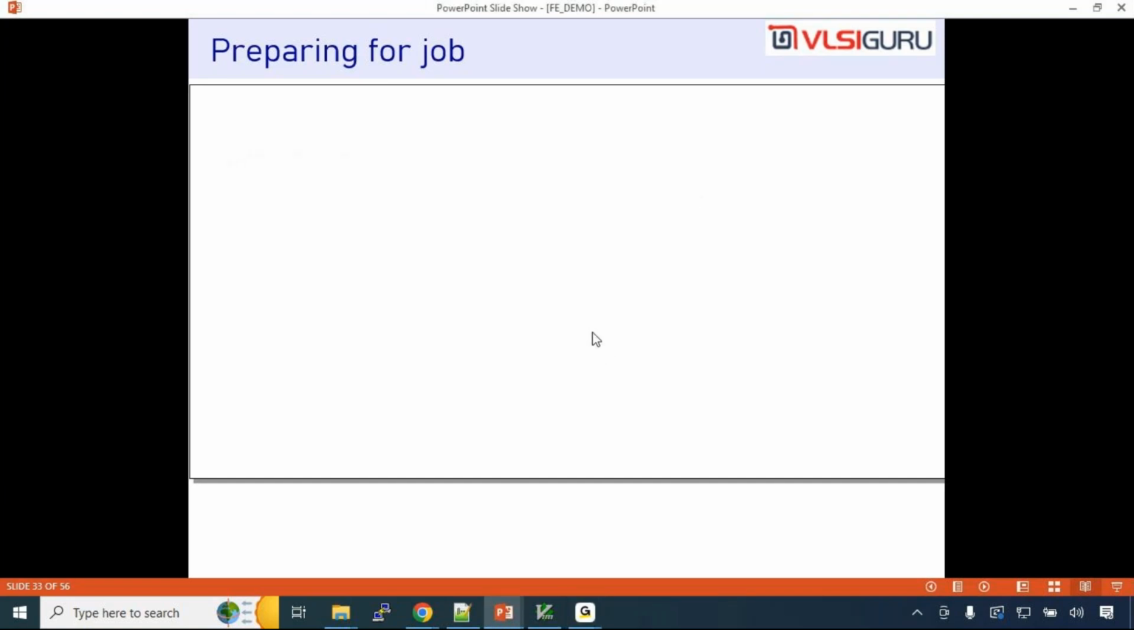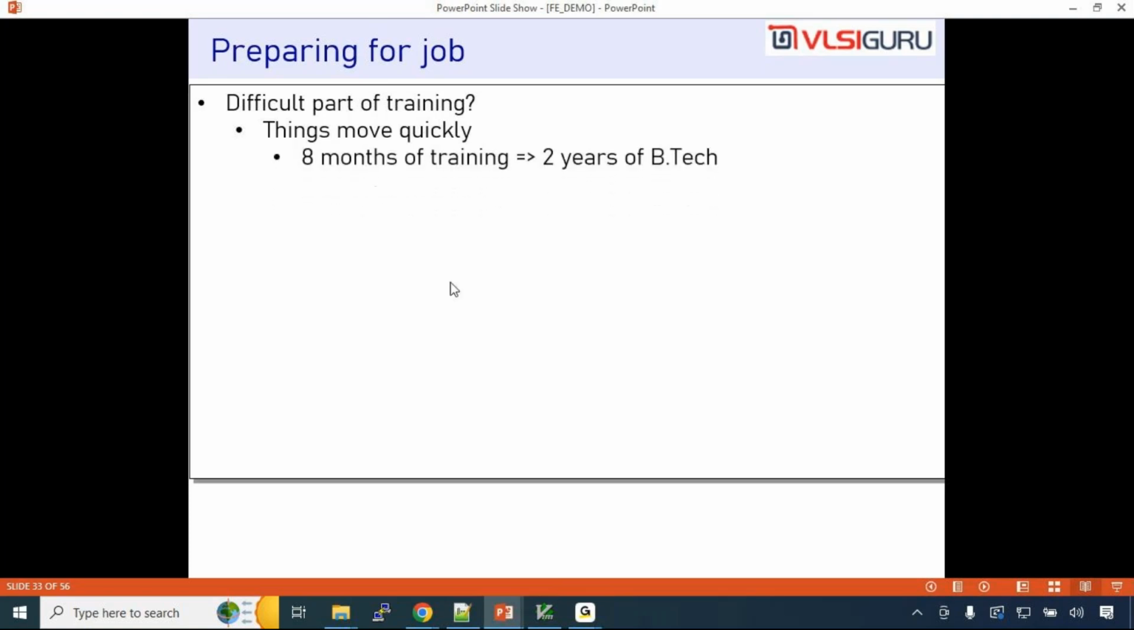Next, preparing for the job. What is the difficult part of the overall training? Things move very quickly here, because if I do it the way the course is spread out in college, my course will go for 1.5 to 2 years actually. 8 months of training is roughly equivalent to whatever you learn in 2 years. You take any 2 years of your BTech, that much knowledge you get in 8 months only.